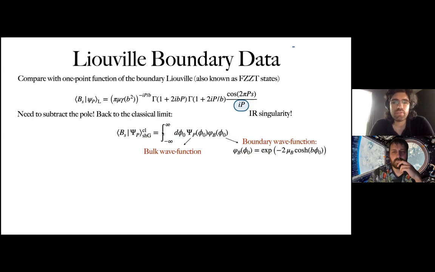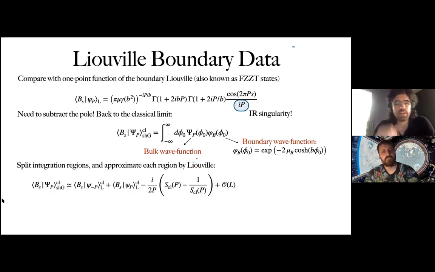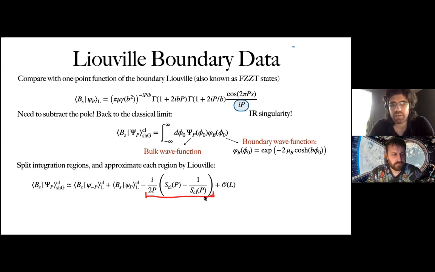Now we do the standard thing of breaking this integral into two regions, and in each of these regions, we approximate the wave function. By so doing, we get to the conclusion that the one-point function in sinh-Gordon is related to this combination of the one-point function in Liouville plus another term. This is completely finite now at P equal to zero. And one interesting feature is that this piece here is completely independent of the boundary parameters.